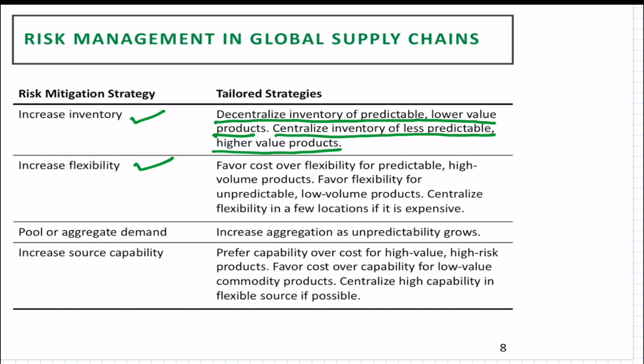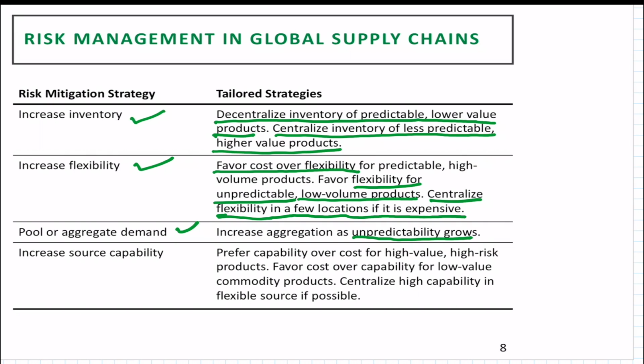Another way to tackle supply chain risk in global supply chains is to have increased flexibility, and a tailored strategy could be to favor cost over flexibility for predictable high volume products and favor flexibility for situations when we have unpredictable low volume products, and also centralize flexibility in a few locations if it is expensive. Similarly, another good strategy could be to pool or aggregate demand and increase this, especially when unpredictability grows.